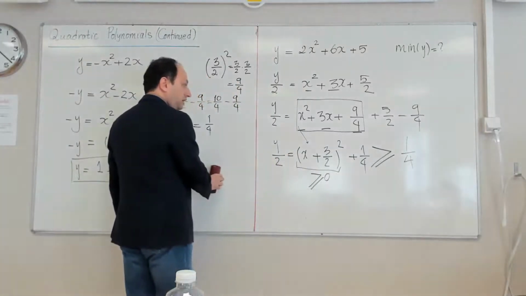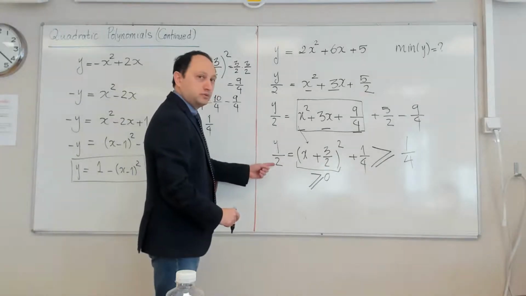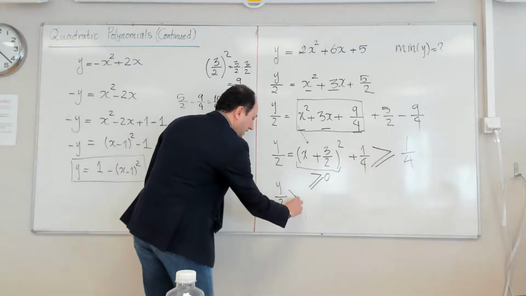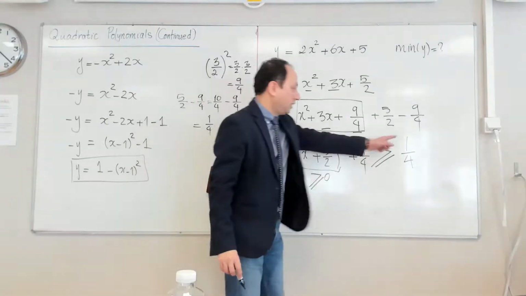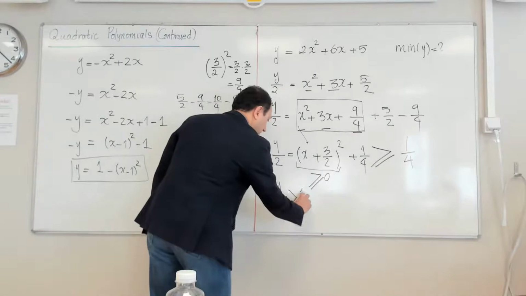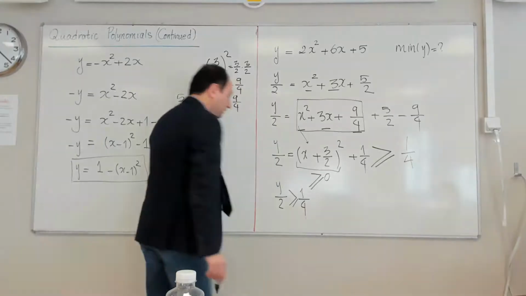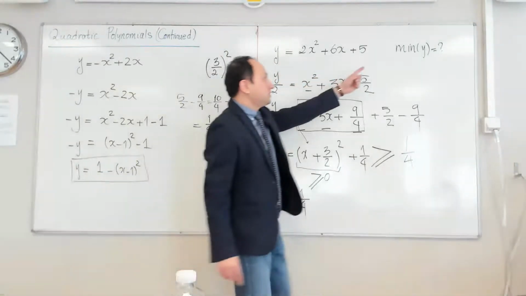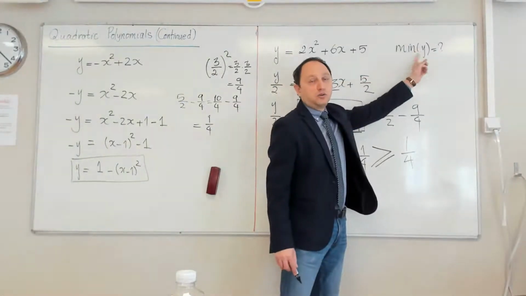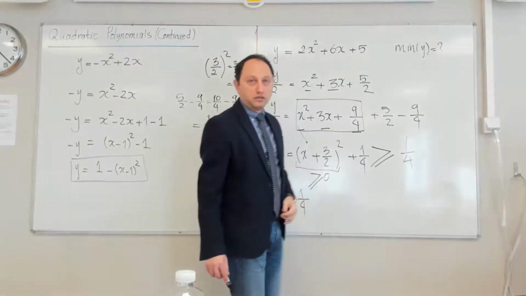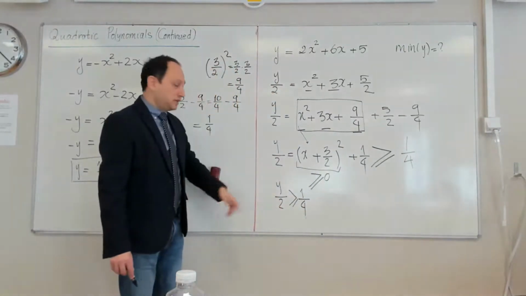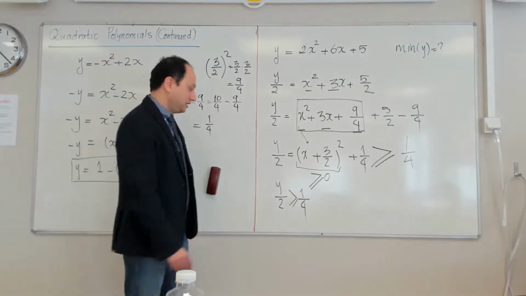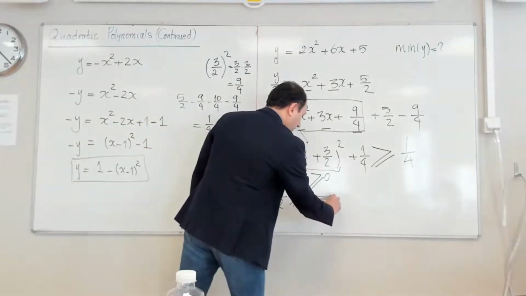But now, let me take this one. This is not y. y/2 is greater than or equal to 1/4. But you know from the beginning, you are not supposed to talk about y/2. You are supposed to talk about y. What you got is something for y/2, but what can I do? It's easy. I want to say something about y. What can I do?